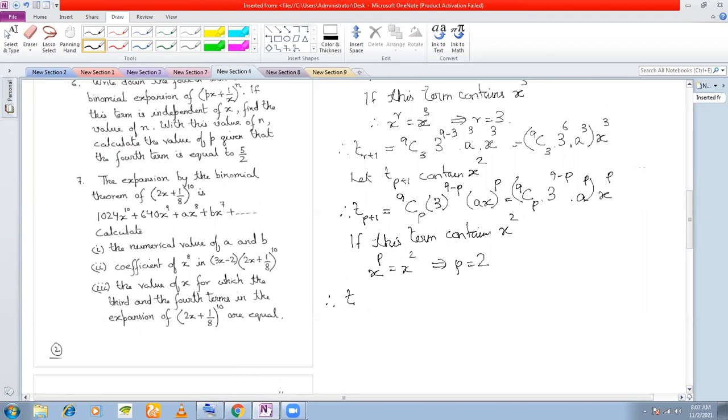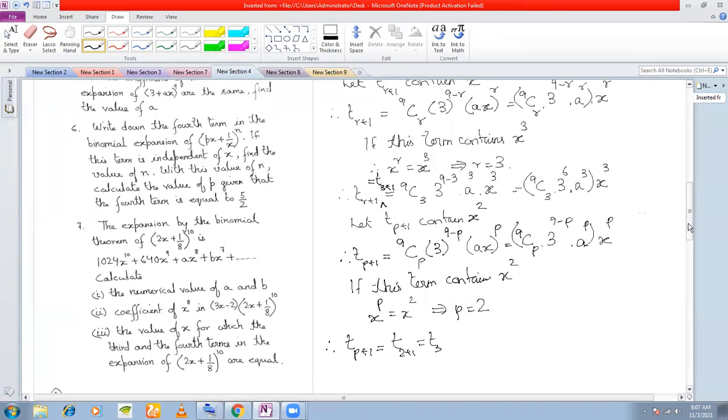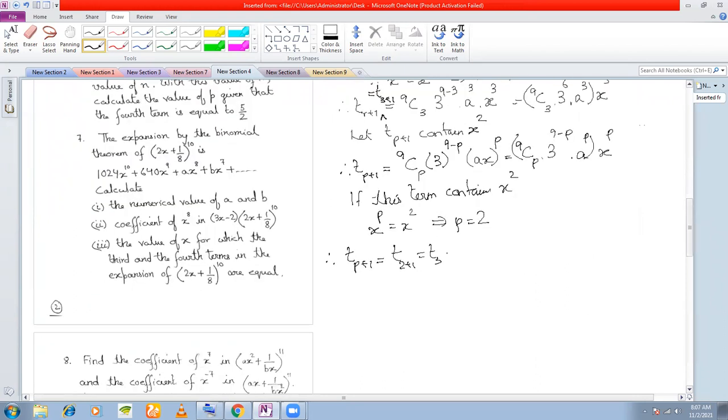So therefore, what is T(p+1)? Therefore, T(p+1) is the same as T(2+1), which is T3. This is the third term. In fact, I should have written here also T(r+1), because I had got the value of r. I could have written T(r+1) is equal to T(3+1) is equal to T4, right? So the term that contained x cube was the fourth term, and the term that contains x square is the third term here actually.